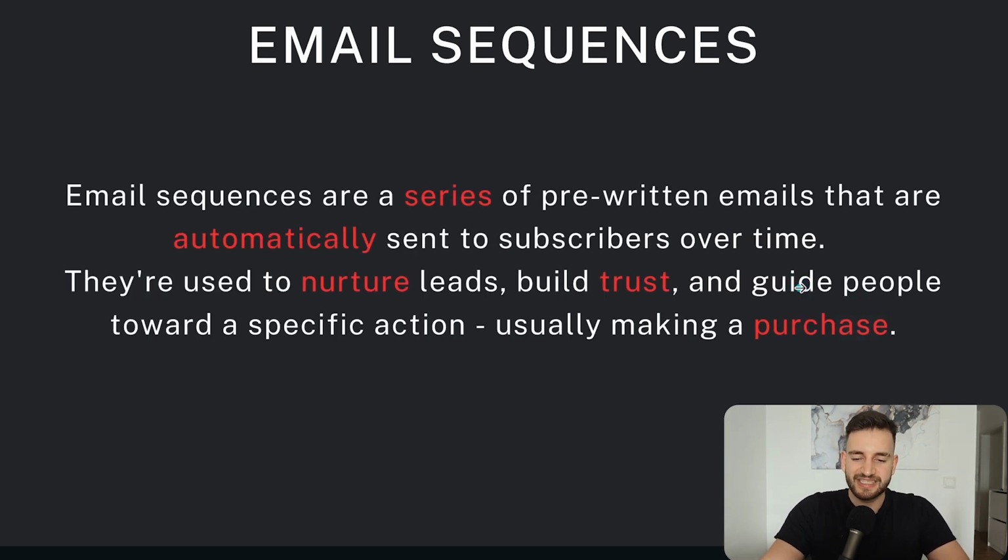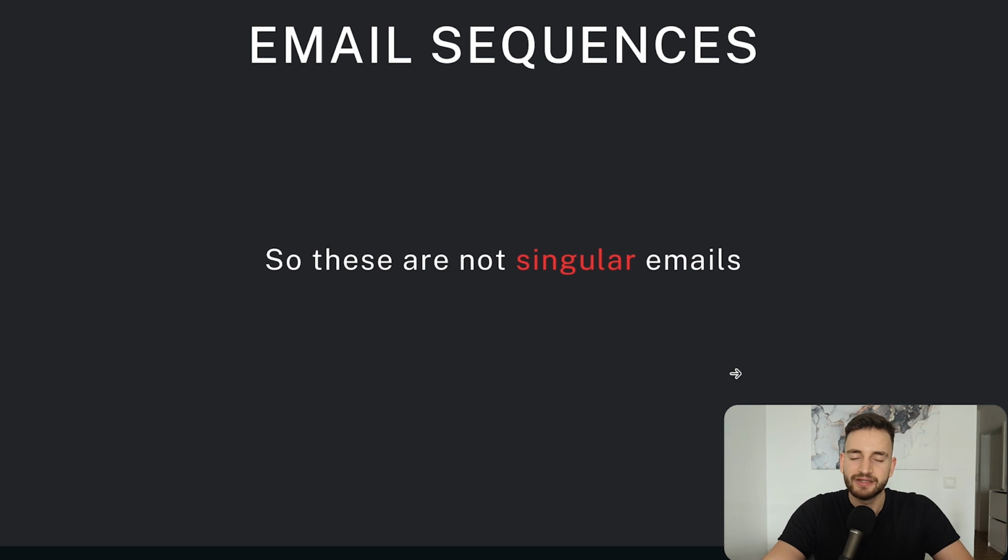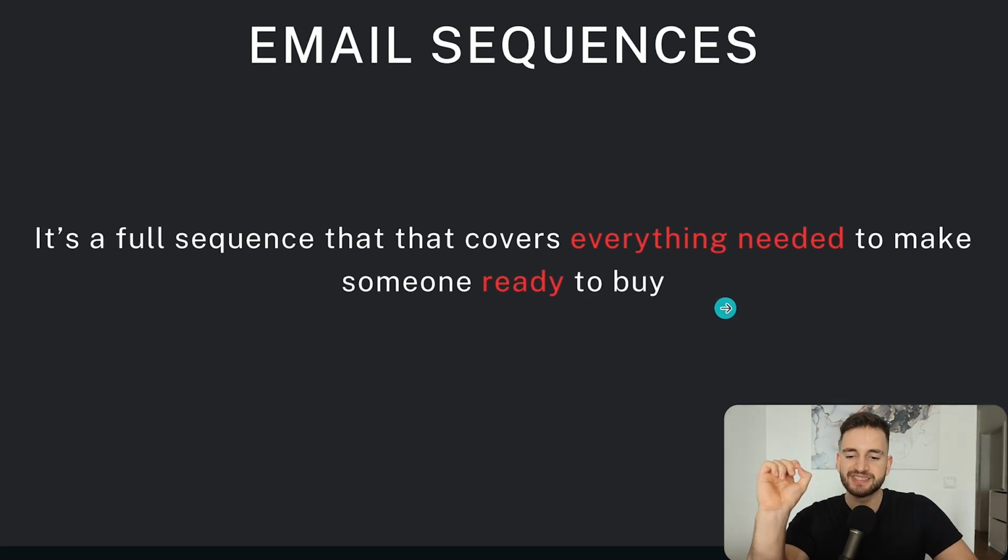Email sequences are a series of pre-written emails that are automatically sent to subscribers over time. They are used to nurture leads, build trust, and guide people towards a specific action, usually making a purchase. That's what we all want as a copywriter or as a business owner. Huge emphasis here on the words series of pre-written emails, guys. It's not about a singular email because these are not going to make any money. It's about a whole process, a whole journey. It's a full sequence that covers everything needed to make someone ready to buy.